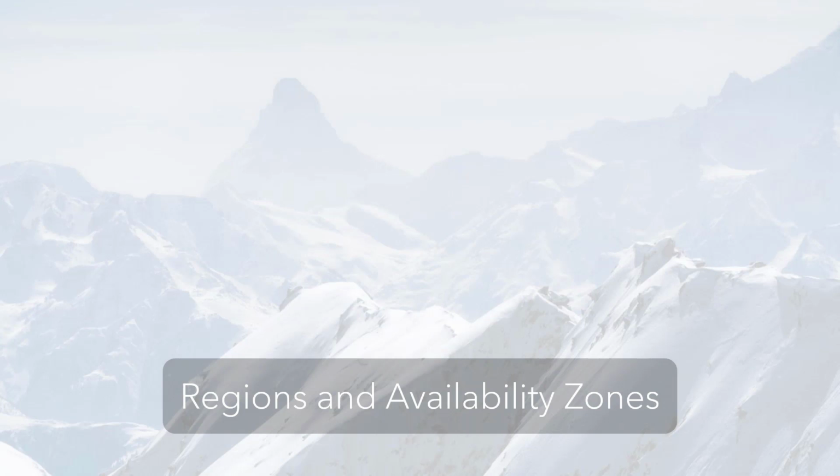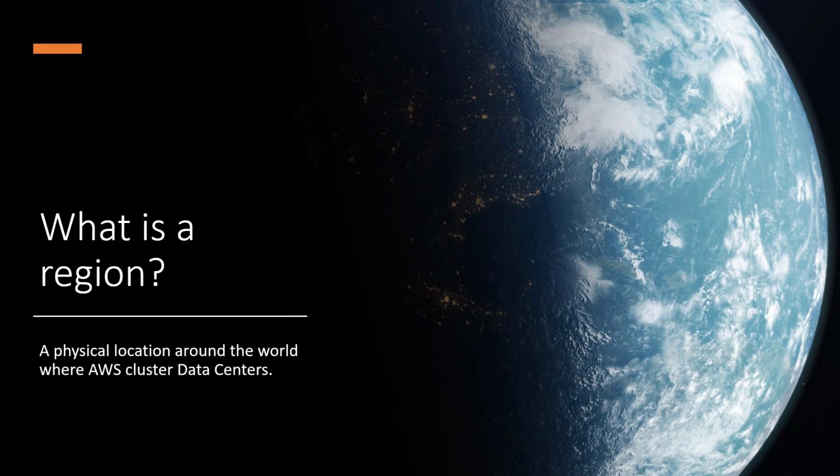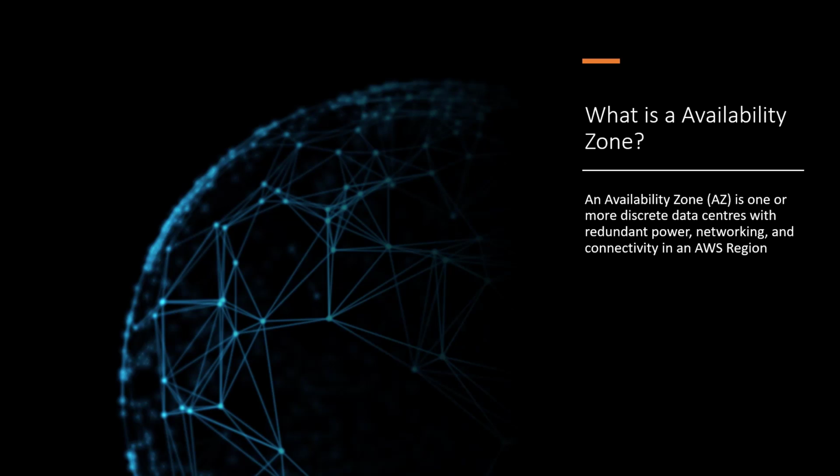Now, as I said earlier, availability zones. So what is an availability zone? An availability zone is an area inside a region where the data centers actually exist, right? You can say that an availability zone is one or more discrete data centers with redundant power, networking and connectivity in an AWS region. So it is a sub part of a region. It is not a region, but it is an area that is connected to a particular region.